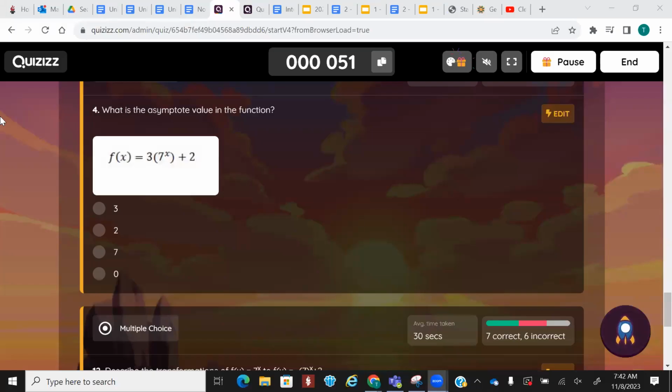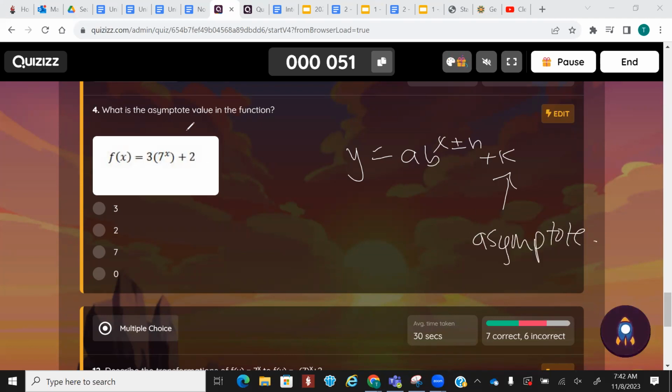With that diagram, we have this. Whatever your K value is, that's the asymptote. So what's the number chilling out here on the outside? So it should be 2. Everybody okay on that?